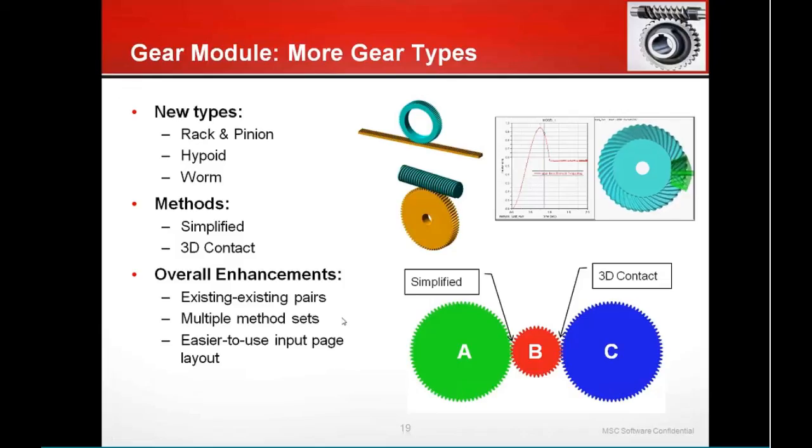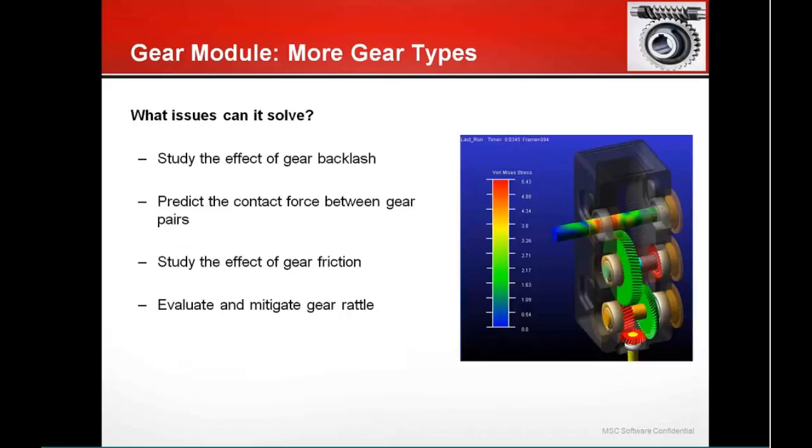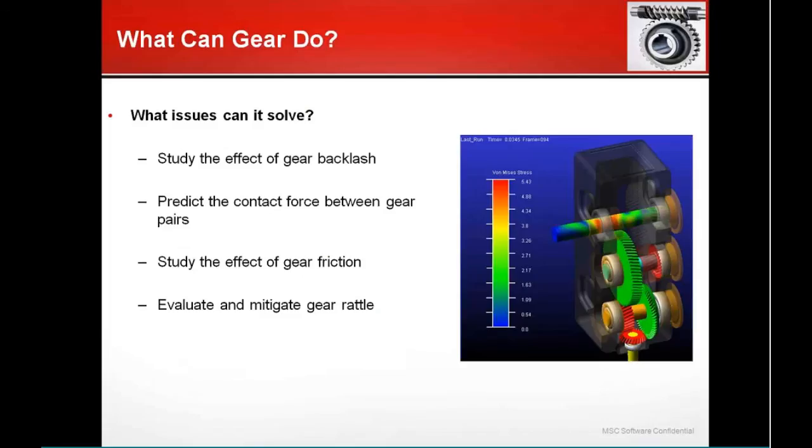And it's much easier to use, with an improved input page layout as well. So just how we lay out and define the gear geometry. There's a lot of inputs to define gear geometry, particularly when you start looking at those modification parameters like the crowning and tip relief. It can be quite a large input set. So that's been improved.